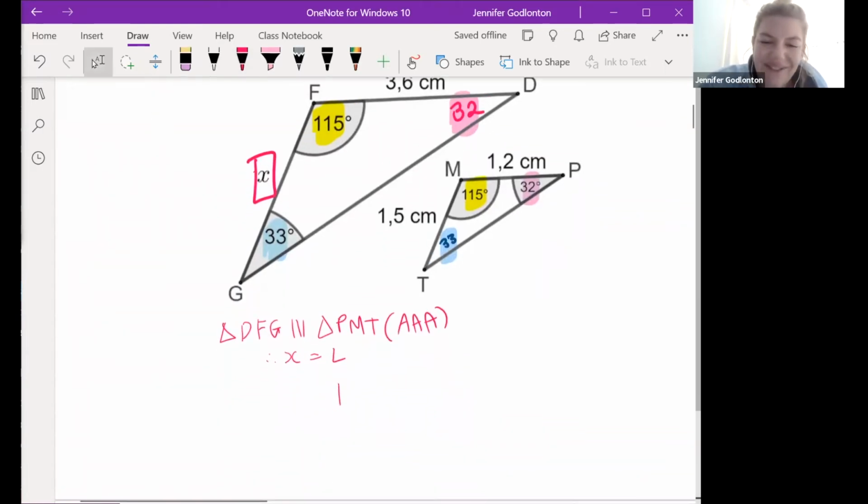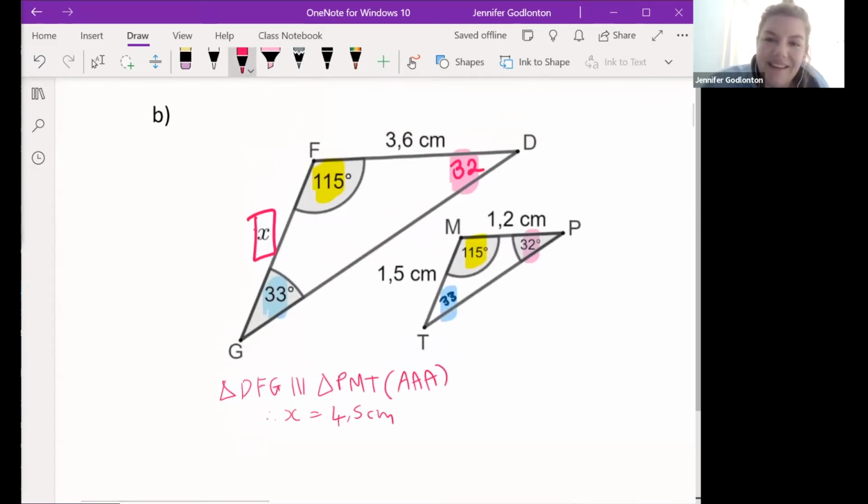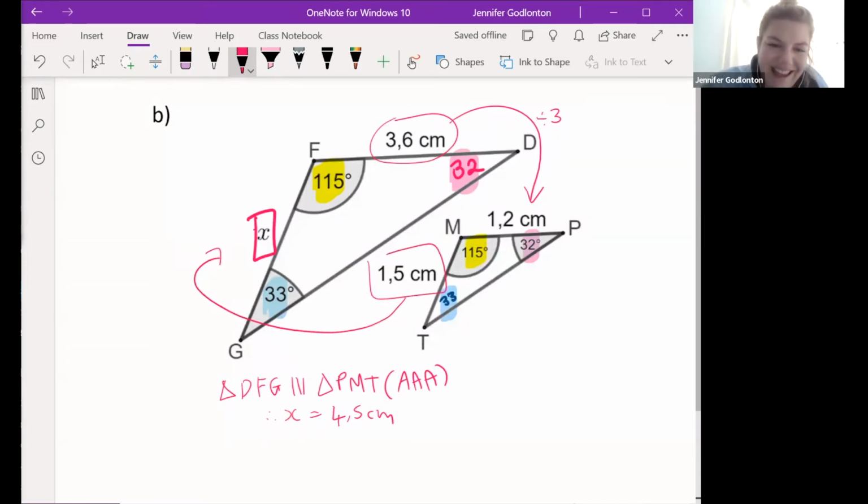Yes. And how did you get 4.5? Ma'am, I said 3.6 divided by 3 is going to give me 1.2. Good. And then I said 1.5 times 3, and then it gave me 4.5. Excellent. Nice job, Naledi. Good work.